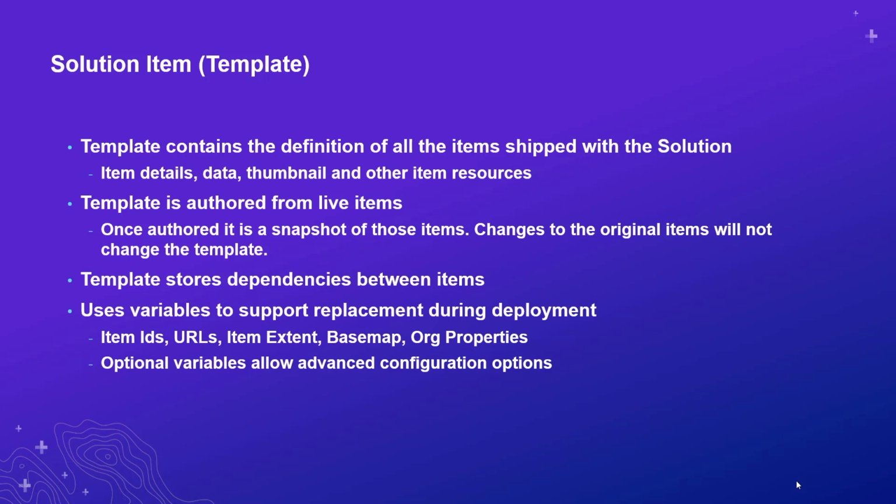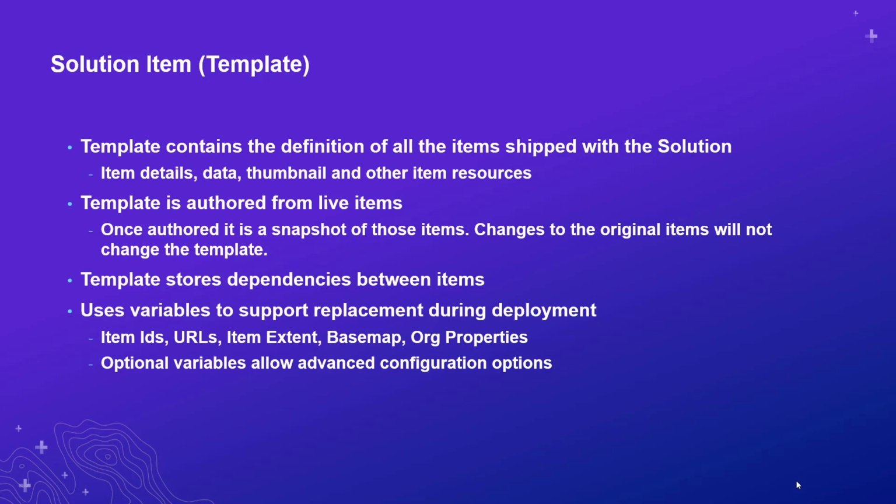deployment. And the templatization process, when you author the solution template, is going to find all of these things and create those variables and replace them in the JSON of the solution item template. But we're also supporting more advanced features as well, like having item extent variables so that when we deploy a solution to an organization, we can automatically take the org's extent and replace it. So the web map and the apps are localized to the extent set by the organization.